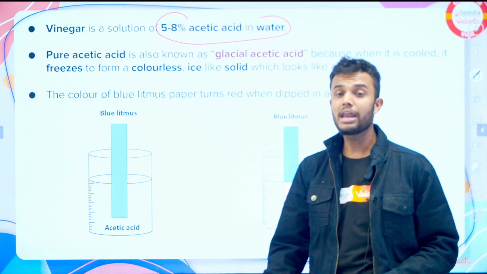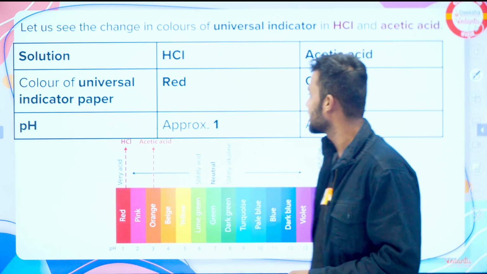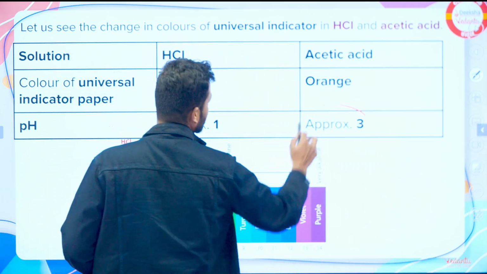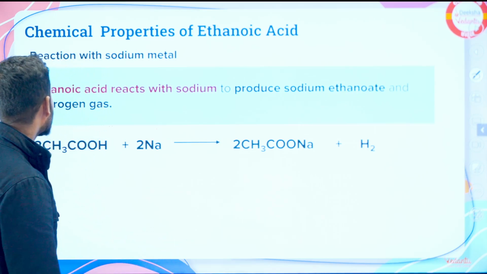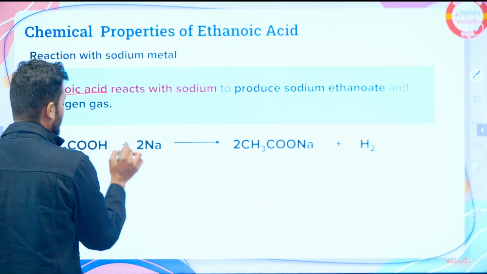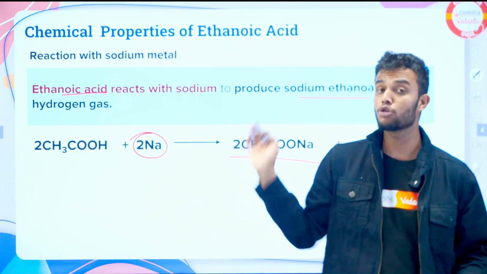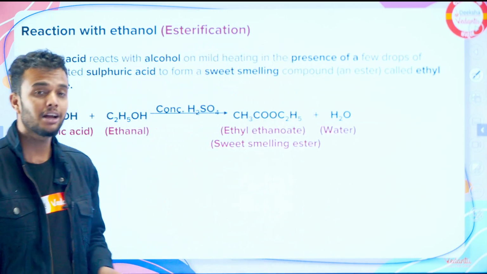That's all. Whenever we dip blue litmus, what happens? Blue litmus turns red. Why? Because it's an acid, right? Its pH value is approximately 3, and its color is orange. That's why it's a weak acid. Whenever acetic acid is reacted with sodium, it gives sodium ethanoate. Sodium ethoxide is different, sodium ethanoate is different. Please do not confuse them here. Okay students, then reactions of ethanol.